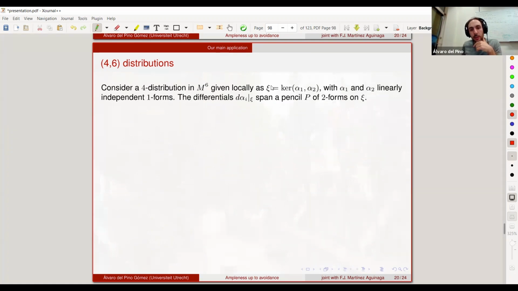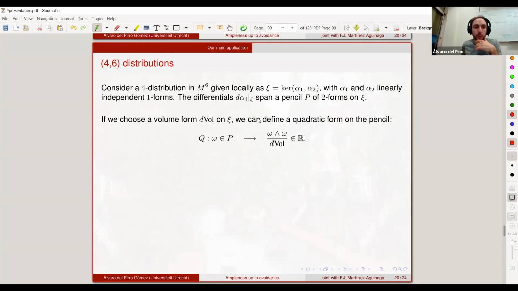Now to check the non-involutivity of psi, I look at the differentials of the one forms, and I restrict them to the plane. It's a pencil of 2 forms, but these are like the curvatures of the distribution. If these things are non-degenerate, then basically this is non-involutivity. And how do you measure this more properly?